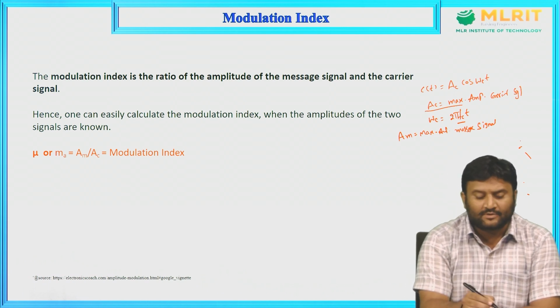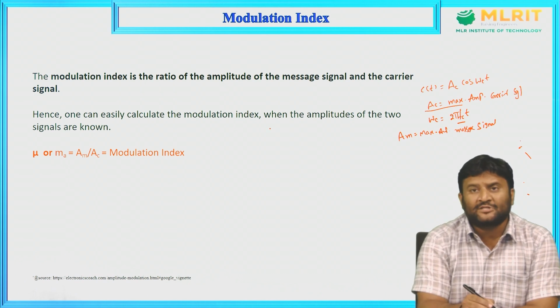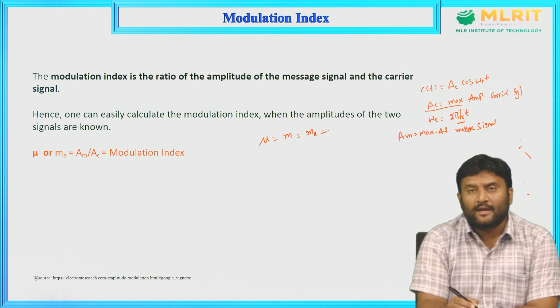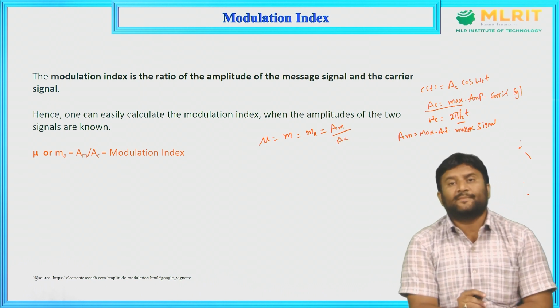and Ac is the maximum amplitude of the carrier signal. And observe the definition of modulation index. The modulation index is represented as either mu or m or ma. It is equal to the maximum amplitude of the message signal Am divided by the maximum amplitude of the carrier signal Ac. It is called the modulation index.